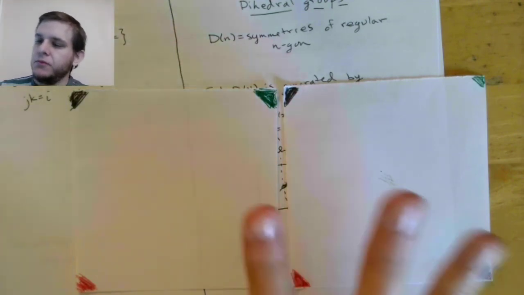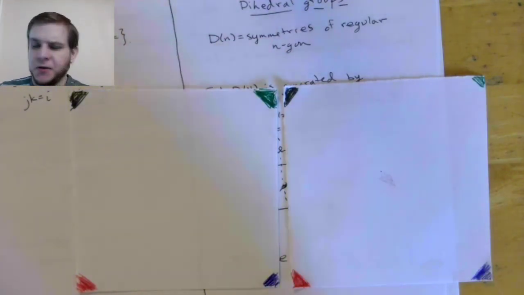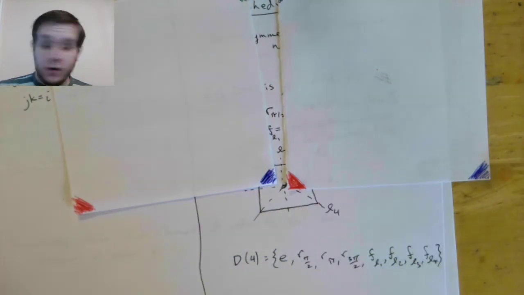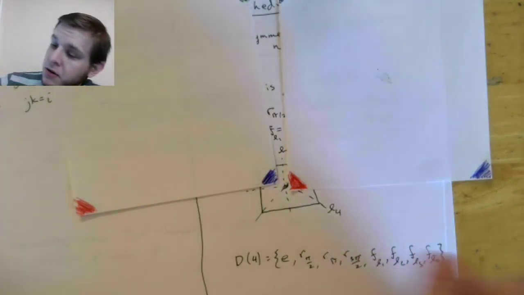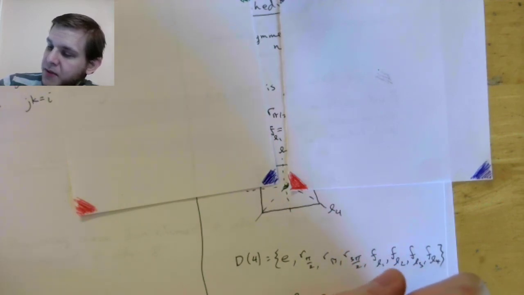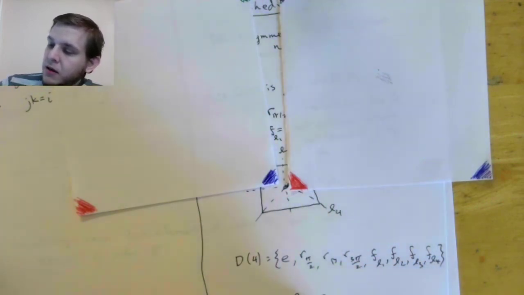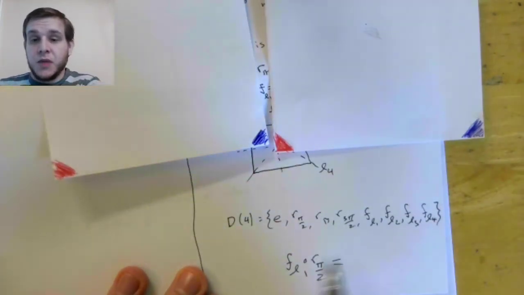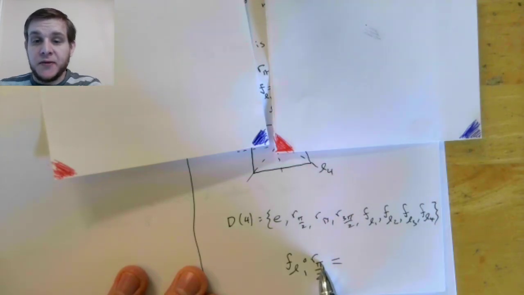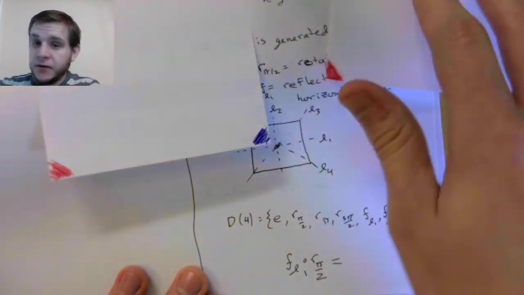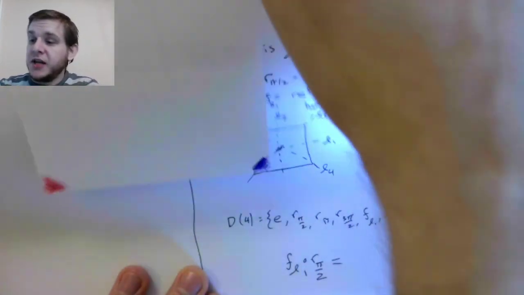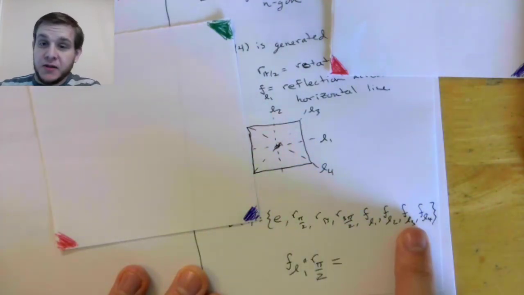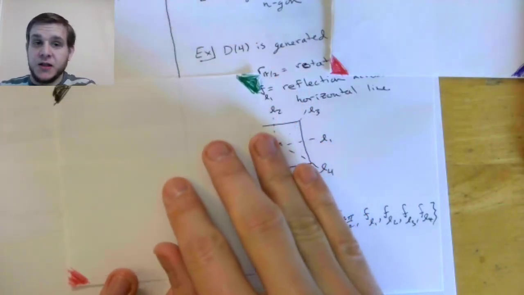Okay. So now let's just do an example of a group multiplication. Let's see what happens when I try to do f sub L1 times r sub pi over 2. The group operation here is composition. So when I do rotation by pi over 2 and reflection across the horizontal line, where L1 is the horizontal line, I should get another one of these group elements. So let's see what the total effect of doing these things is.